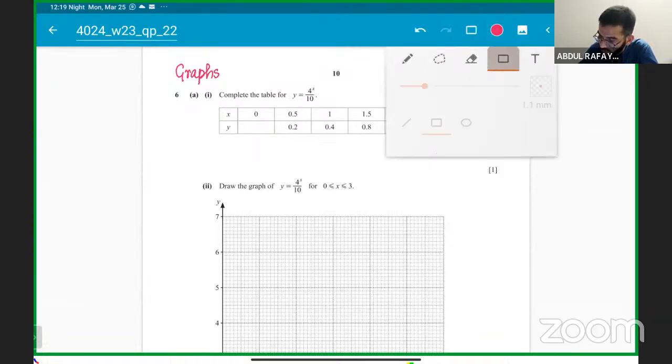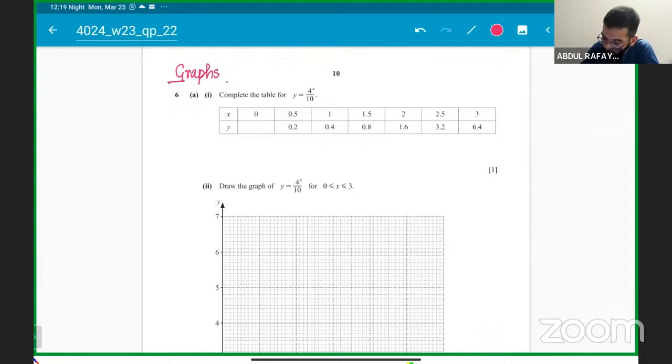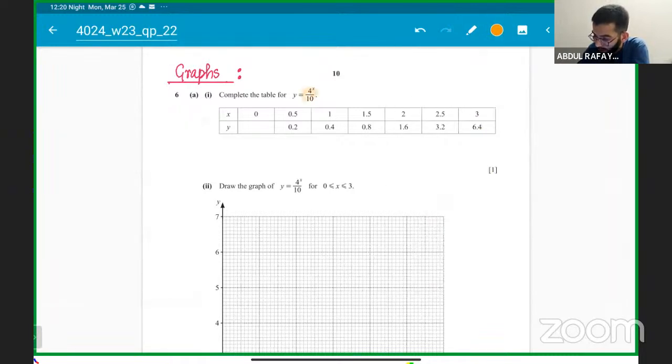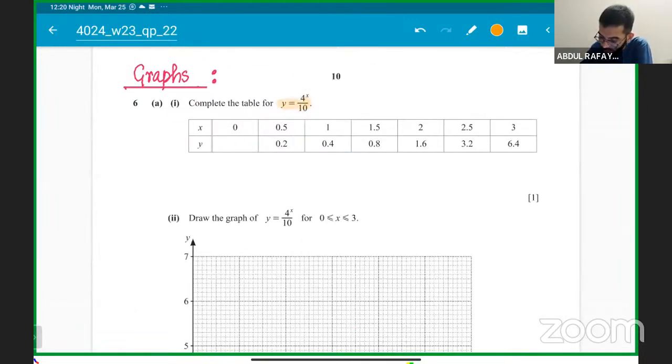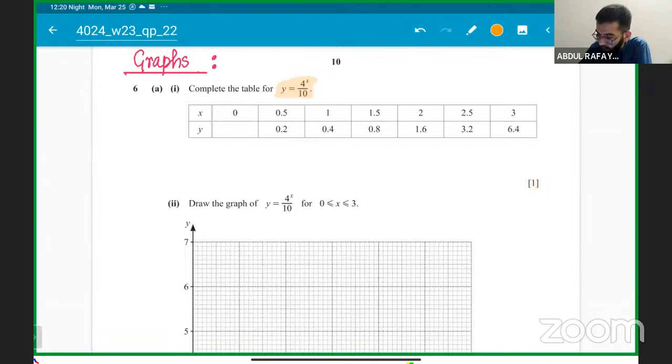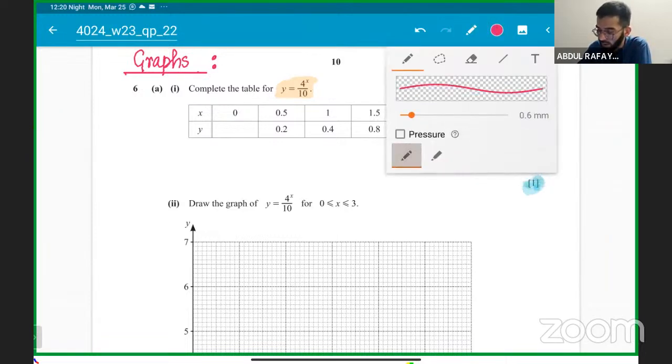Okay, students, so here we go. It is talking about graphs here, and it will be very basic and simple. It's about the power graph, the exponential you can say. So y equals 4 power x divided by 10. The first free mark is for 1 mark. We have to get the value when x is 0. What is the y value?